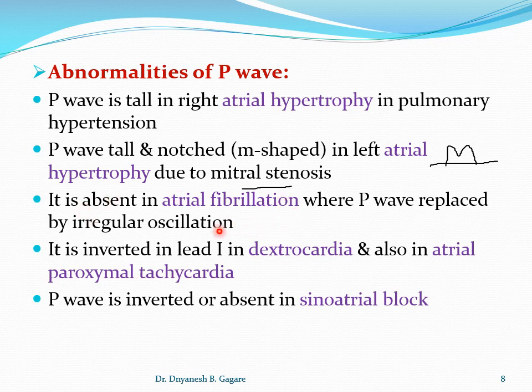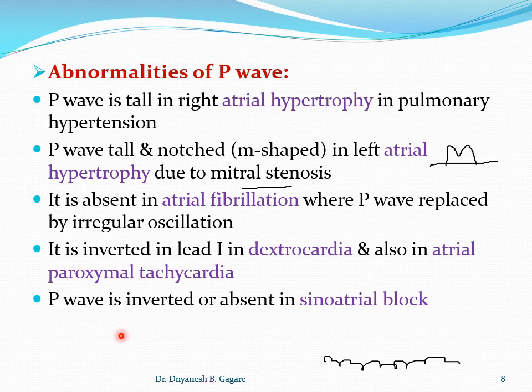In this condition, the P wave is replaced by irregular oscillations. So instead of the P wave coming like this, irregular oscillations come like this. Oscillations come, and that happens in atrial fibrillation.